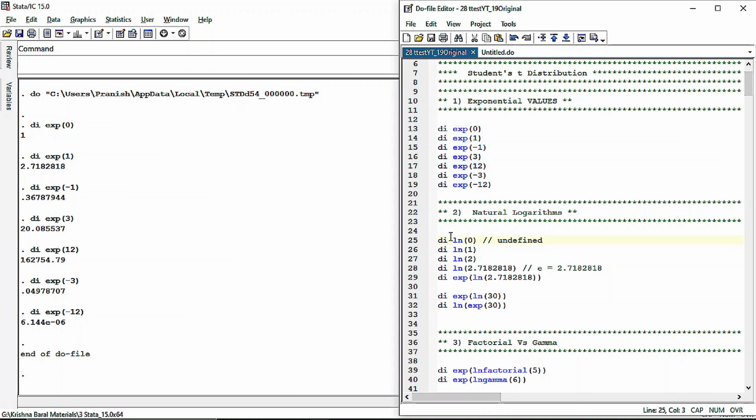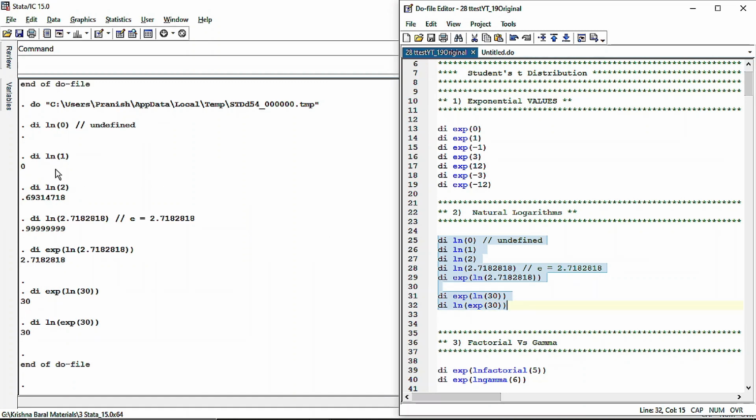Now let us see another useful function, the natural logarithm. The base in the natural logarithm is the Euler number itself. The natural logarithm of 1 is 0, and the natural logarithm of the Euler number is 1. Exponential and natural logarithm are inverse to each other. That's why we get the input itself as the result.